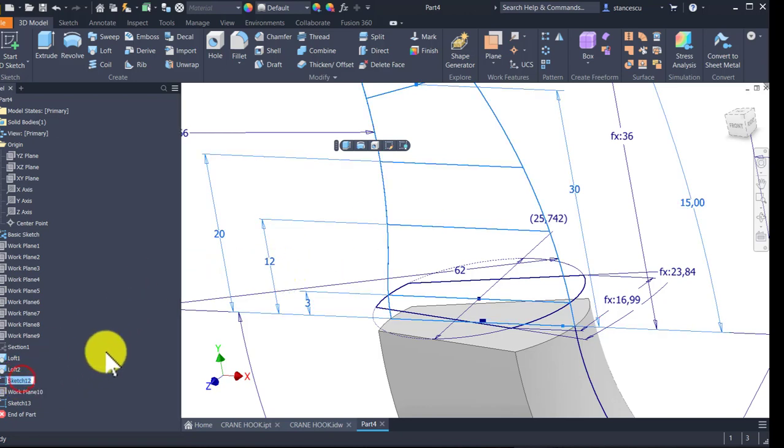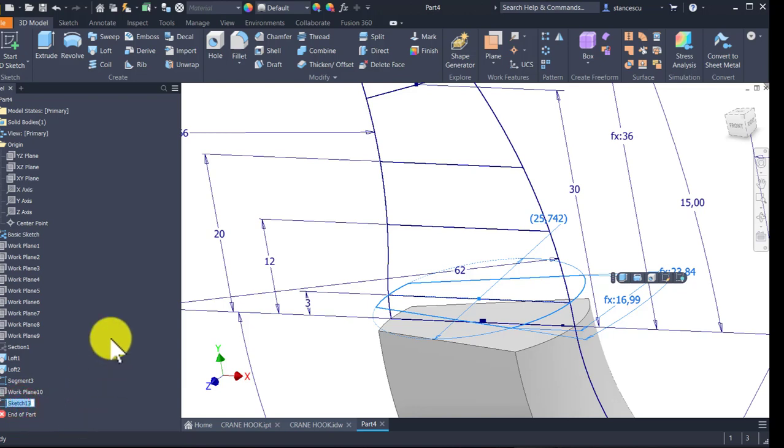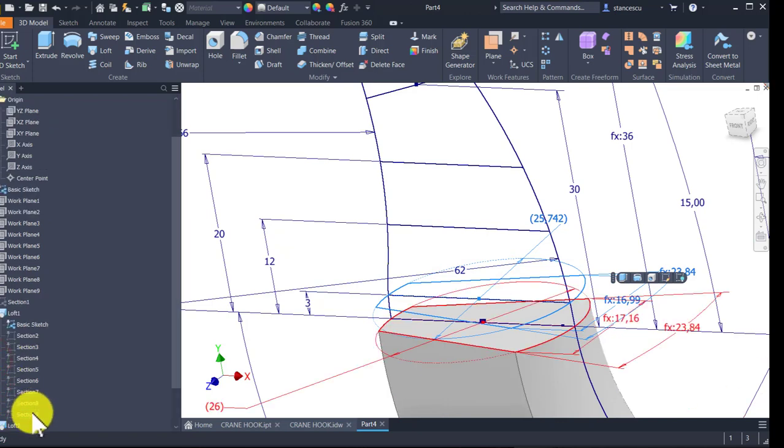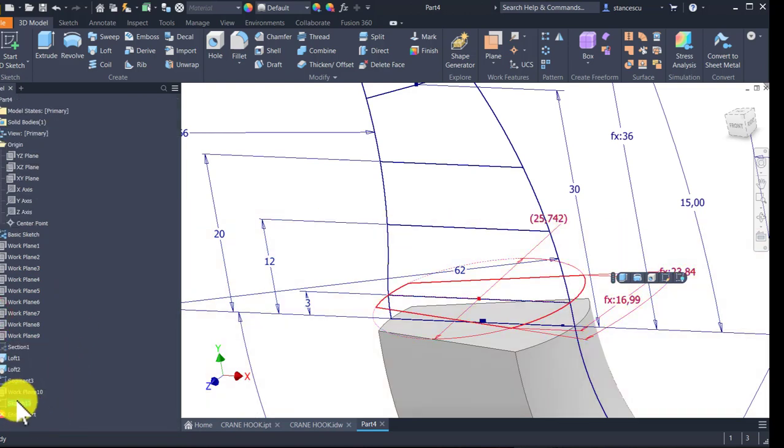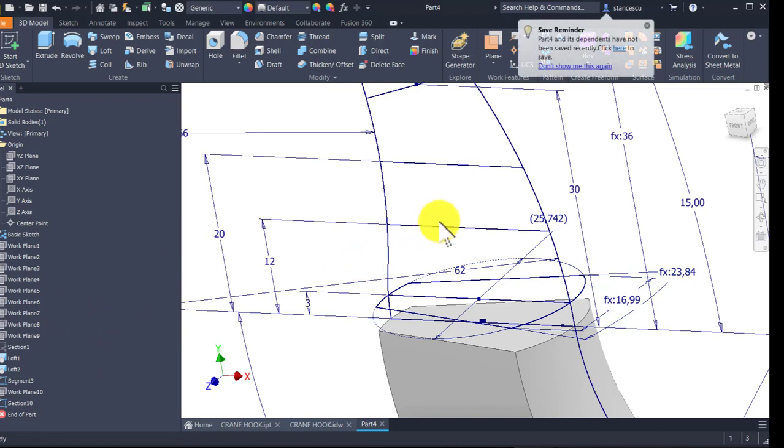Let me name this segment 3, and this is the sketch number I don't remember. Number 10. Section number 10, my friends. I want to put names here. Section 10. Good. Section 11 is here.